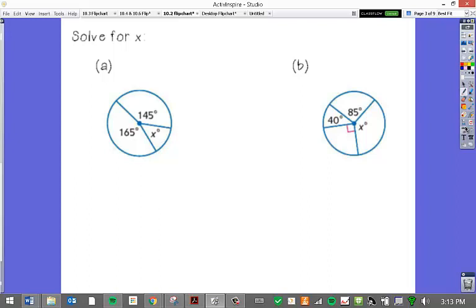So on this problem, I know 2 of those central angles, and I'm looking for x, which is the central angle, because its vertex is at the center. So I'm going to take these 2 angles and add them together, and that would give me 310. Then I'm going to subtract that from 360. And that means that x, this central angle, has to be 50 degrees. So x equals 50 degrees.